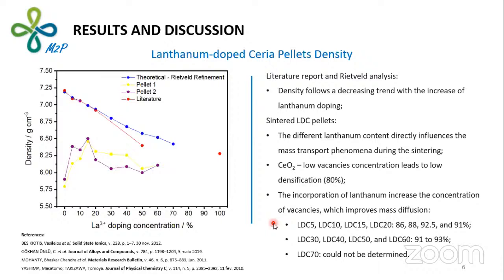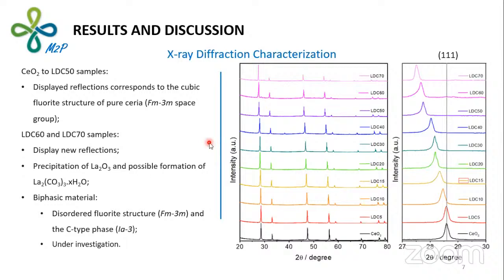Well, the pellets were characterized by X-ray diffraction for phase identification, and it can be observed that from pure ceria to 50 atomic percent, the diffractograms display reflections corresponding to the cubic fluorite structure of pure ceria. For the samples with 60 and 70%, we can see new reflections in the structure, and we have two hypotheses for these new reflections: the precipitation of lanthanum oxide, or the possible formation of a biphasic material composed of a disordered fluorite structure and a C-type phase. This new phase is under investigation using different crystallographic information files to identify this system.